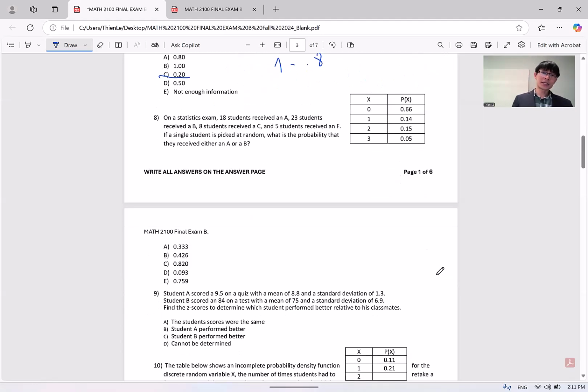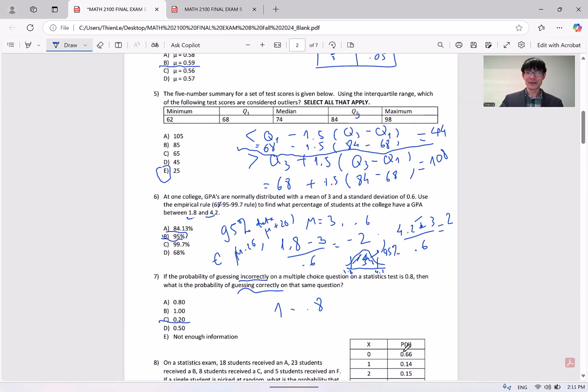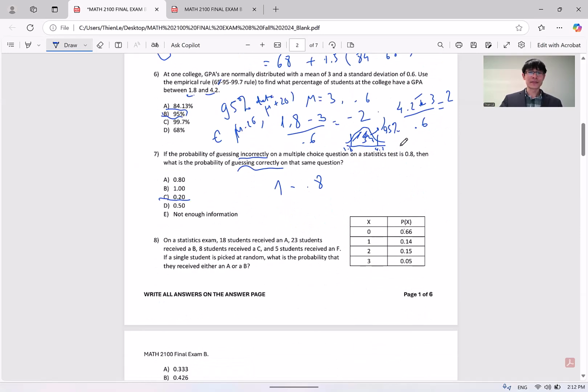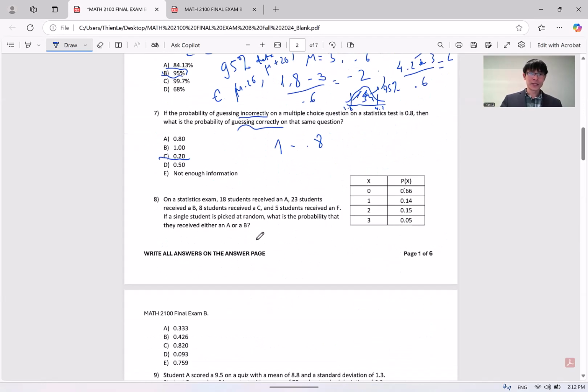Okay. Here, let's see. In 8, on a statistics exam, 18 students receive A, 23 receive B, 8 students C, and 5 students F. Oh, the table is pushed down here. Okay, this table here. But anyway, we need to draw it here. On the statistics exam, 18 students receive A, 23 receive B, 8 receive C, 5 receive F. If a single student is picked at random, what is the probability that they receive either A or B?